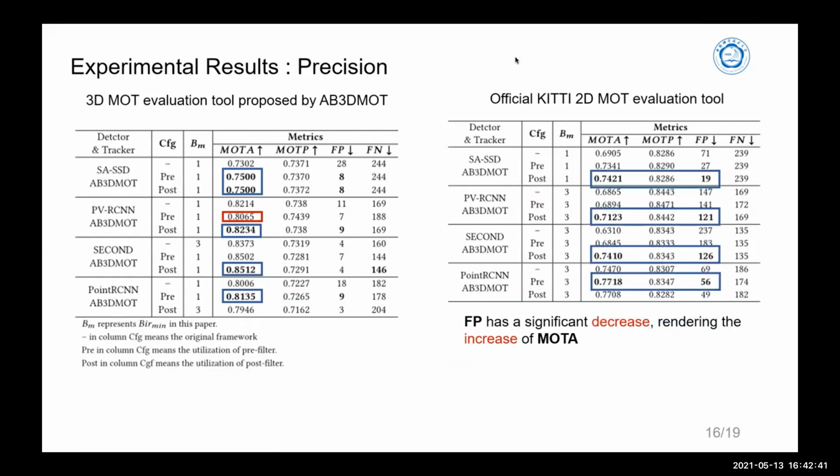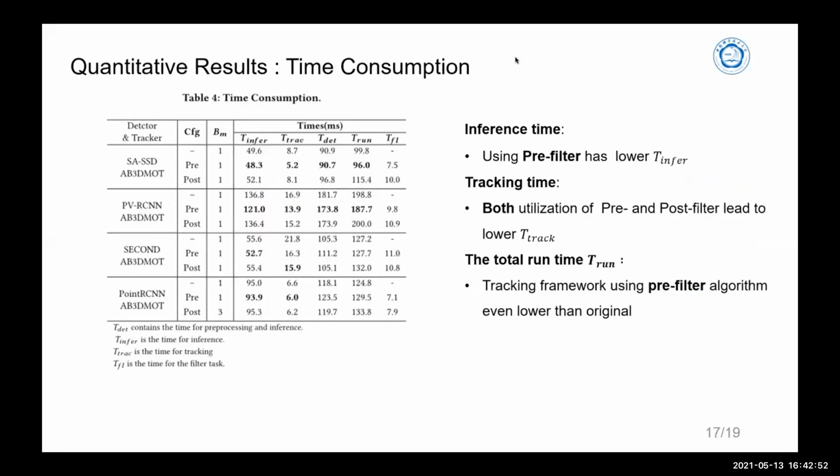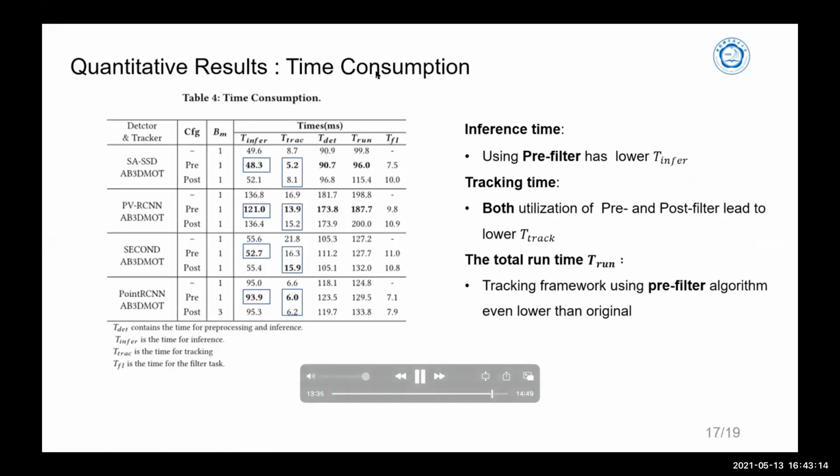We can see that the FP number of a framework using the filter method has a significant decrease, bringing the increase of MOTA metrics. As for time consumption, we can observe that the tracking system using the pre-filter algorithm has a lower model inference time. And both the pre-filter and the post-filter algorithm lead to a lower tracking time. The total time has a mild increase in latency, and sometimes the tracking framework using the pre-filter algorithm even has a lower total runtime than the original framework.